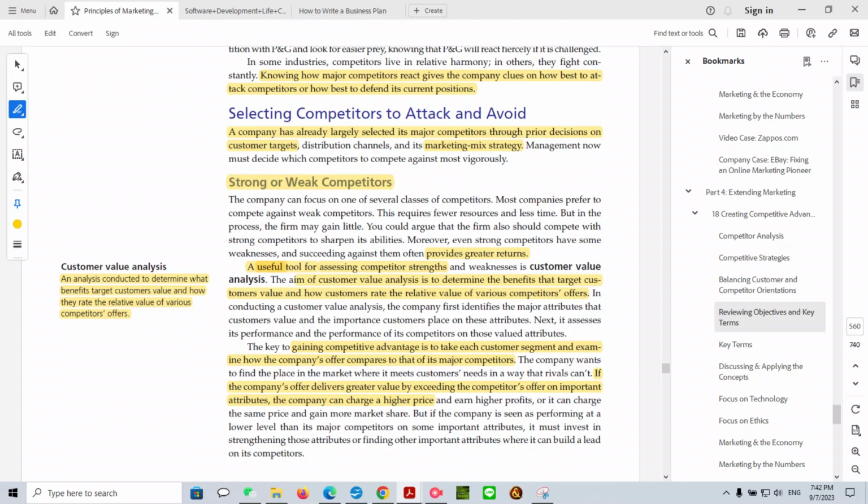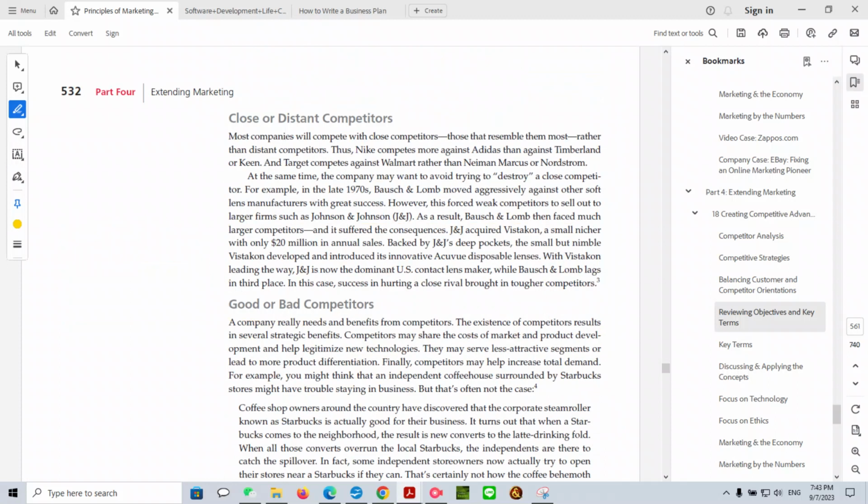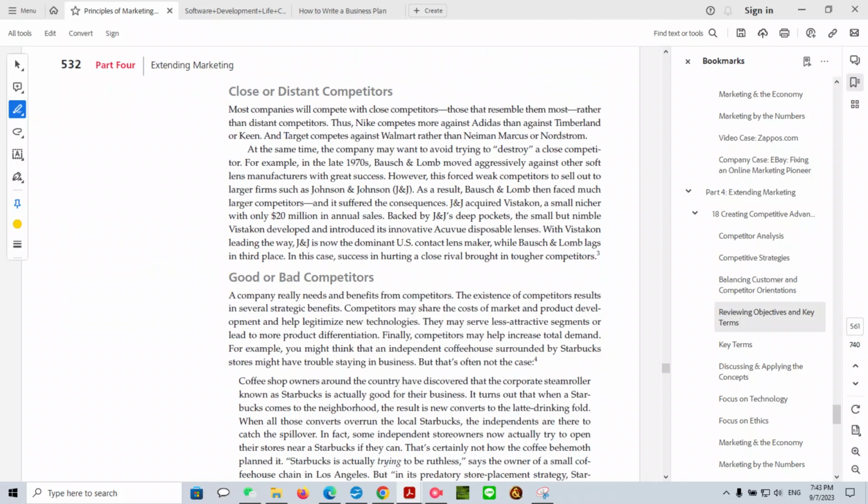But if the company is seen as performing at a lower level than the major competitors in important attributes, it must invest in something to strengthen its attributes or find other important attributes where it can build a lead on its competitors. Basically, if your competition has better quality than you for a similar price, guess what you have to do? You have to improve your quality. Why? Because that's where you're weak. Actually, it's not difficult, but you just have to understand what your strengths and weaknesses are.